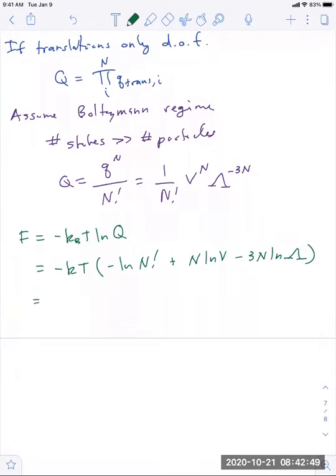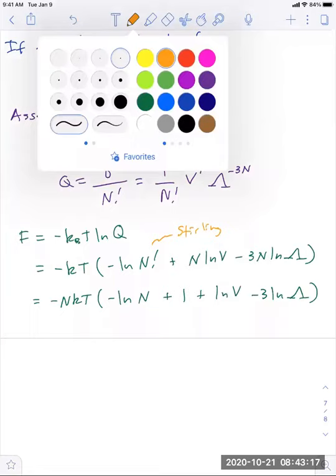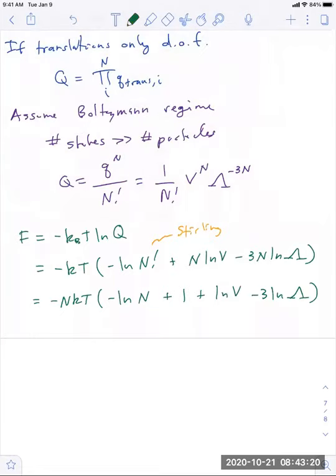All right, we can take an n out of this expression. So we have minus nkT times minus log n plus 1 plus the log of V minus 3 times the log of the de Broglie wavelength. And so here I'm invoking Stirling's approximation for the log of n factorial, which gives me this log n plus 1 once I remove this n from the entire expression. So this is our expression for the Helmholtz free energy.